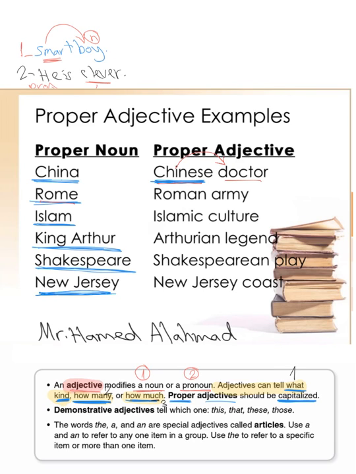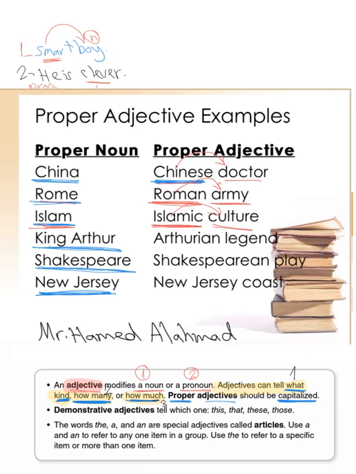Another example, here I have the proper noun Rome. And the army, the great number of soldiers, is an army. So it's Roman army. Here I have used the word Rome as an adjective. That is why I changed it into Roman. Then I described the noun army. Islam: we use it as an adjective and we said Islamic culture.